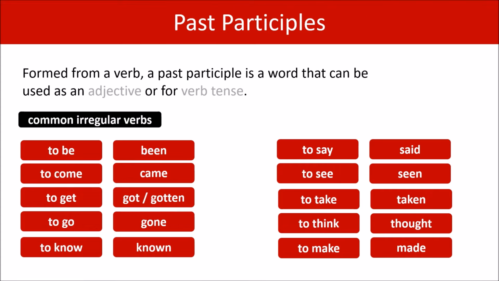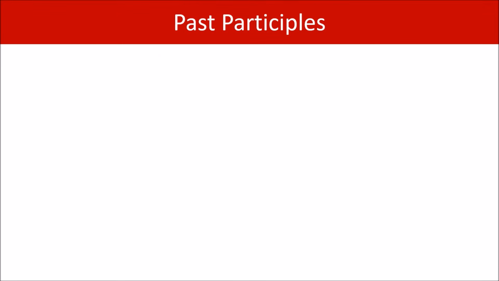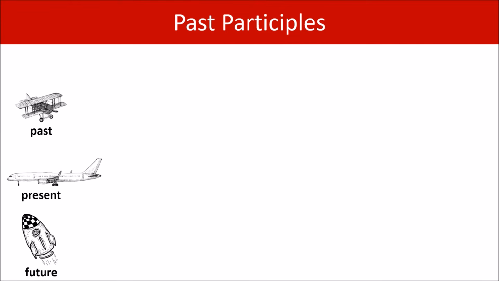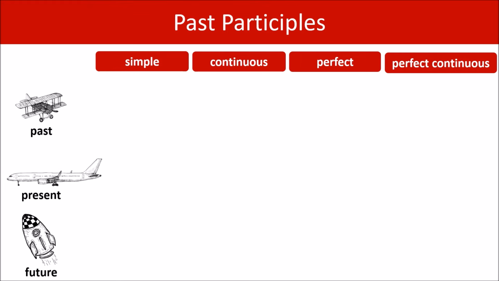So we've looked at past participles, and we've seen how they can be used as adjectives or for verb tense. And it's the verb tense bit that I want to look at now in more detail. There are 12 tenses, 4 in the past tense, 4 in the present tense, and 4 in the future tense. So let's look at them. Here are 3 major tenses: the past tense, the present tense, and the future tense. And here are the 4 aspects of those tenses. There are lots of videos and lessons and tests about the tenses on the website. But let's put them up for the regular verb to play.